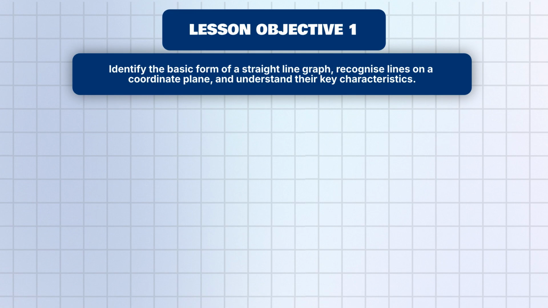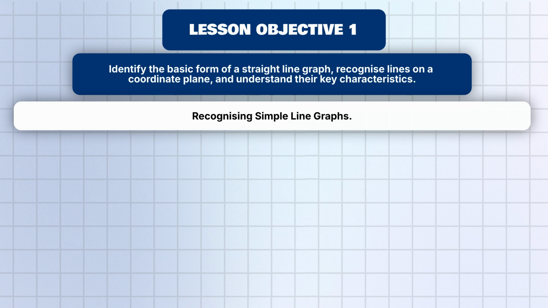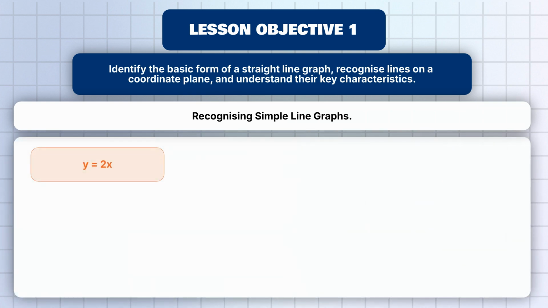Let's dive into the main body of today's lesson. We'll begin by working step by step through some simple line graphs to understand their forms. Firstly, we want to be able to recognize simple line graphs. Let's start with three basic equations of straight lines. y is equal to 2x, y is equal to x plus 5, and y is equal to 4x plus 7. We'll plot these graphs on a coordinate plane. Here's a brief description of each.